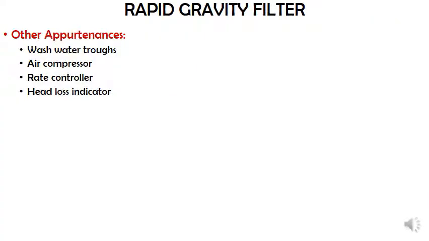Other appurtenances. So it includes wash water trough, air compressor, rate controller or else flow rate controller, and head loss indicator. So first thing is regarding the wash water troughs.